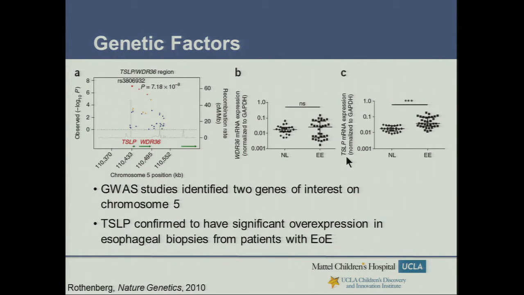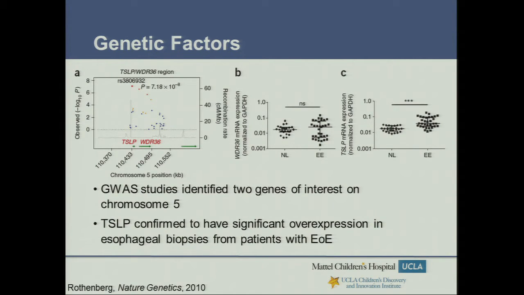But when you look at this TSLP gene, there was a differential expression with higher levels expressed in patients with EoE. And when they looked at the function of this gene, it turns out that TSLP is a cytokine that's produced by keratinocytes, and it also promotes the development of Th2 cells. So there definitely is some biological plausibility here. And this TSLP has also been associated with other atopic diseases. So there's definitely genetic factors playing a role.